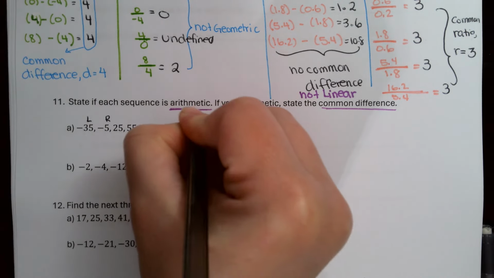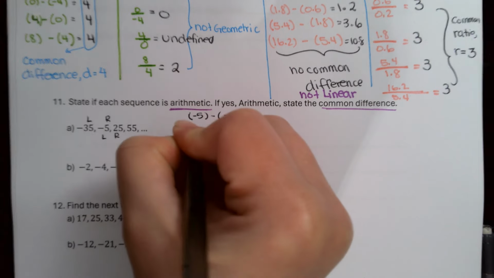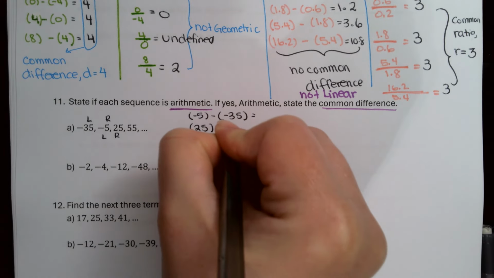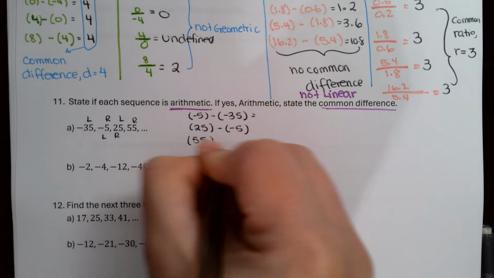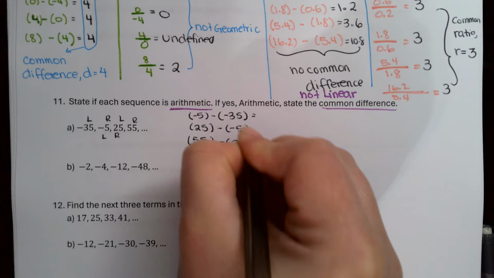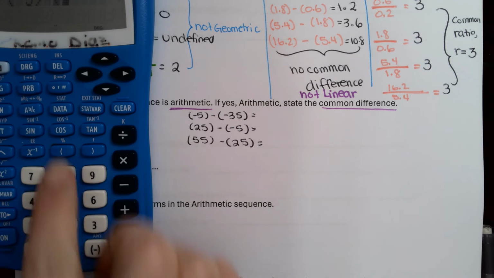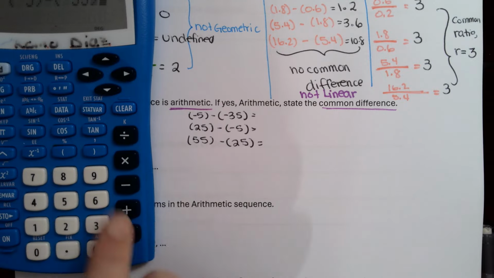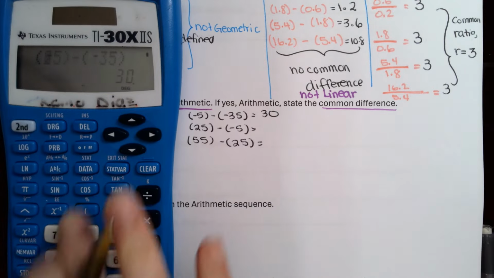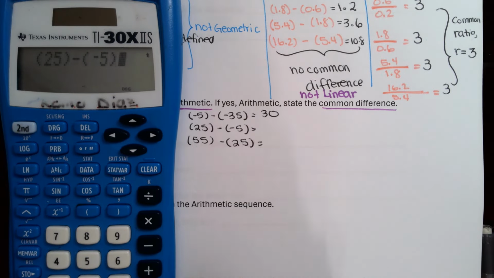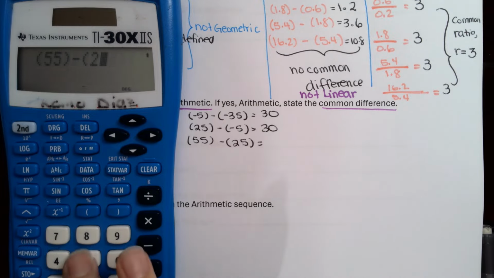So my right and my left, so -5 minus a -35. My right minus my left, so 25 minus -5. And my right minus my left, we get 55 minus 25. Again, type this into the calculator. I am going to do that. I get 30 for this one. 25 minus open -5. There's 30. And if the next one is 30, then yes, it is arithmetic.